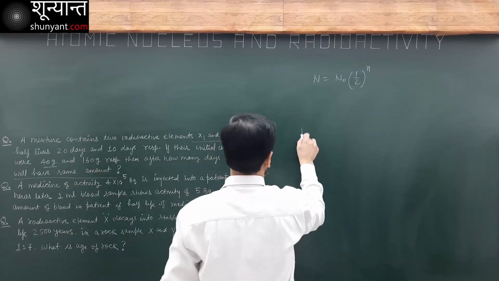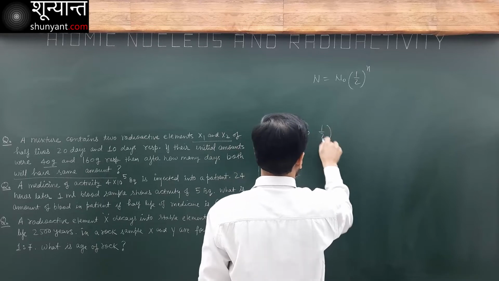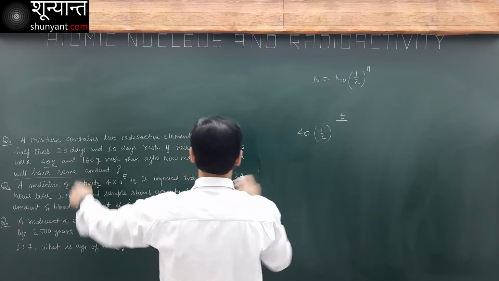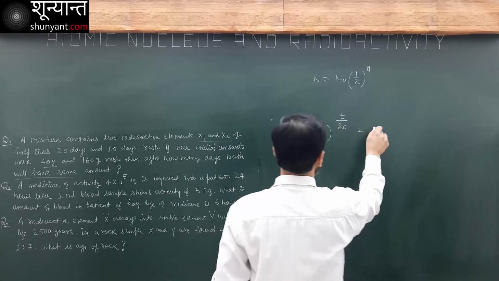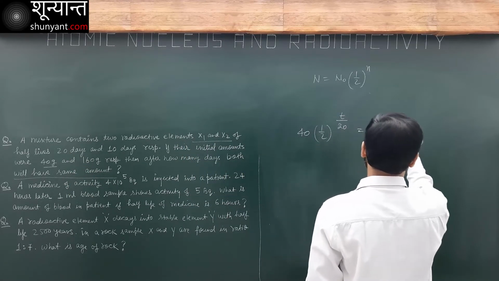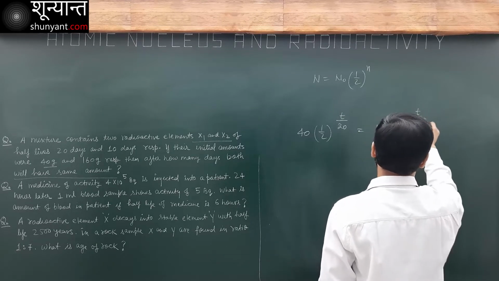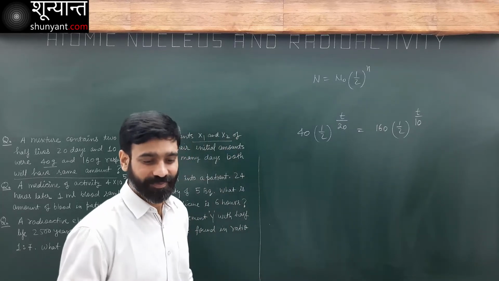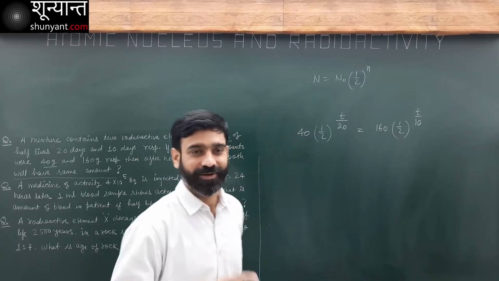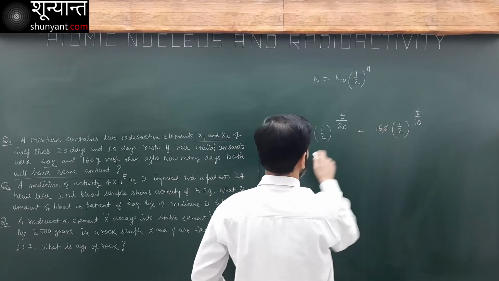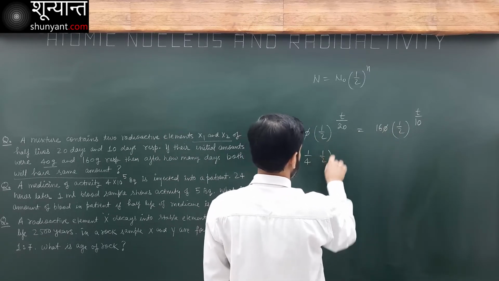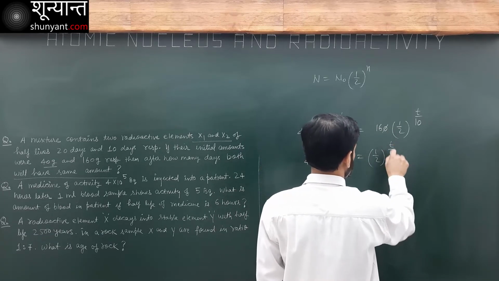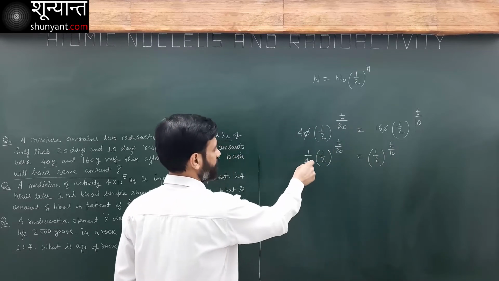It is 40 gram, so 40 and half power t over half-life. What is the half-life? Half-life is 20 days for the first sample, is equal to 160 and half power t over 10. That's it. You just have to solve it and you get the answer. Very simple problem. It should not be a big deal for you. So this becomes 1 over 4, half power t over 20 is half power t over 10. This I can rearrange.